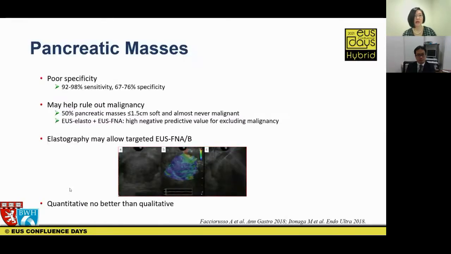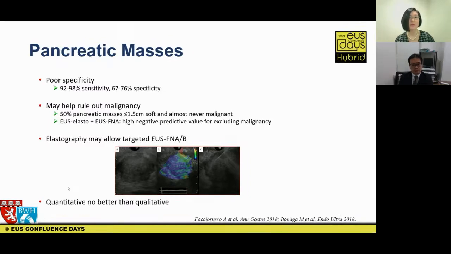So in terms of clinical applications, of course, pancreatic masses, there's high sensitivity, although the main limitation is poor specificity. It's mainly helpful in ruling out malignancy, and it may also help you to target when you're doing your biopsy. So when you look at the bottom EUS images, the elastography shows a heterogeneous mass with some green areas implying softer tissue. So you'd want to avoid those areas and go after the blue area.